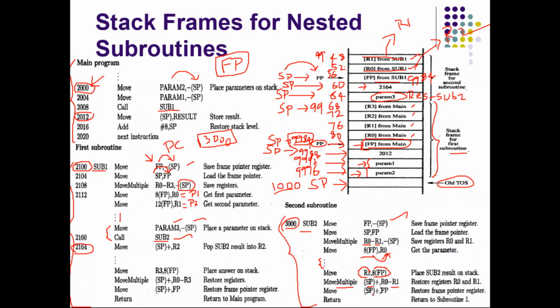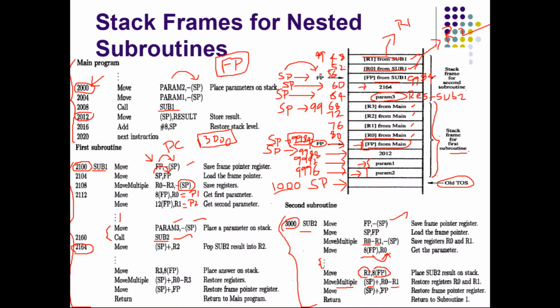Next, move SP plus FP. When you say SP within brackets, it means SP acts as the memory content. The memory content of wherever SP is pointing is moved to the frame pointer. SP and FP are both pointing to this location. This location contains the frame pointer value from subroutine 1, which is 9984. If you recall, this is the original FP value from subroutine 1, and that is now restored to FP.